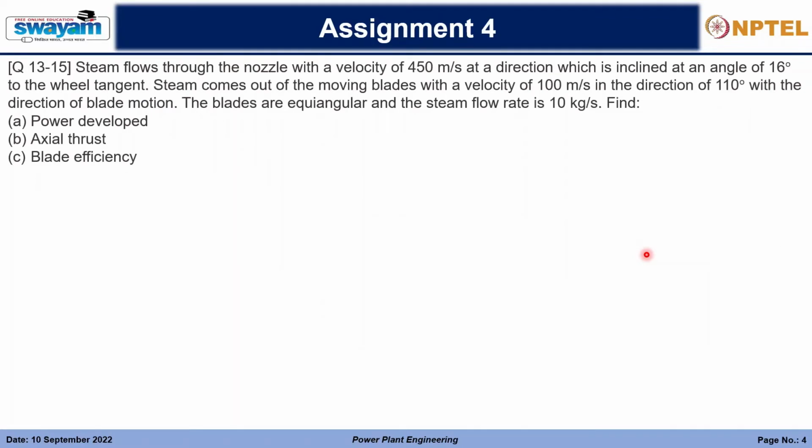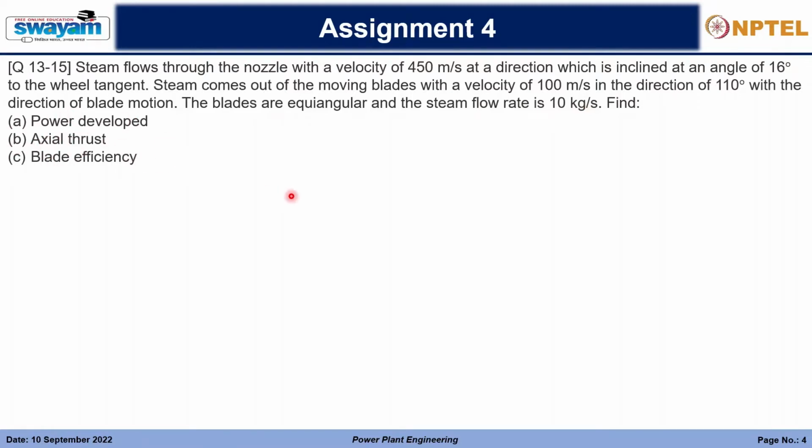Then moving to a quite tricky question, 13 to 15, and it's a very good and tricky question. Let me read out the question first. Steam flows through the nozzle with a velocity of 450 meter per second in a direction inclined at an angle of 16 degree to the wheel tangent. Then steam comes out of the moving blades with a velocity of 100 meter per second in the direction of 110 degree with the direction of blade motion. The blades are equiangular. We will use this property. Then the steam flow rate is given as 10 kg per second. We need to calculate the power developed, axial thrust, and the blade efficiency.